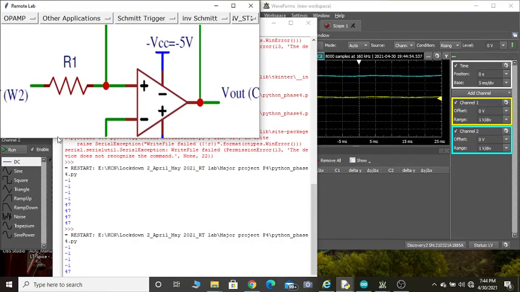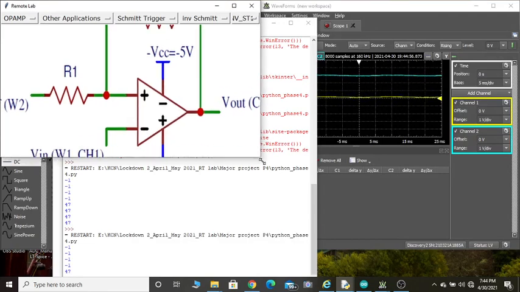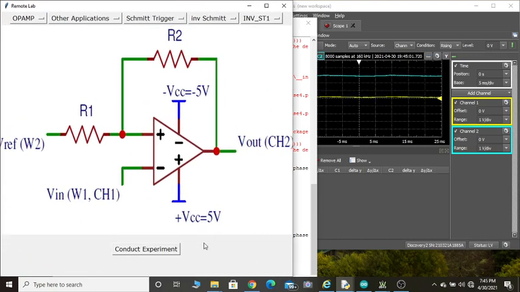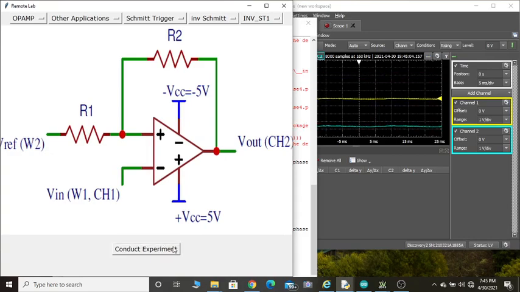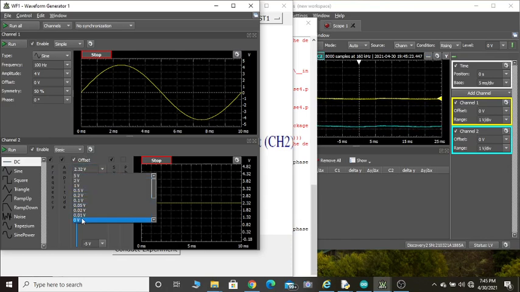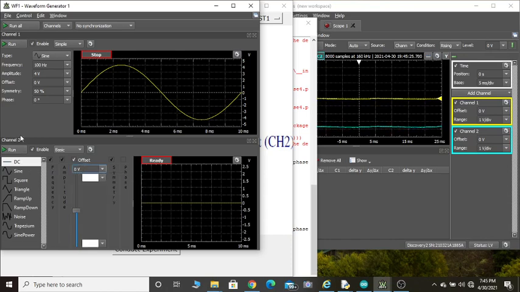So I will conduct the experiment. Once I start the experiment, let me go to this wavegen and apply the waveform. I'm applying a 100 Hertz, 4 volt amplitude waveform, so with the amplitude ranging from 4 to -4, and I have a reference voltage. Let us make the reference voltage 0 initially, so I don't have a reference voltage. Let me now turn this on.